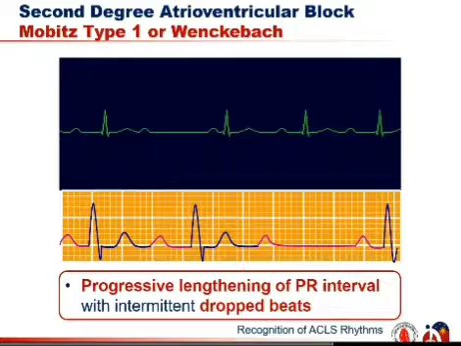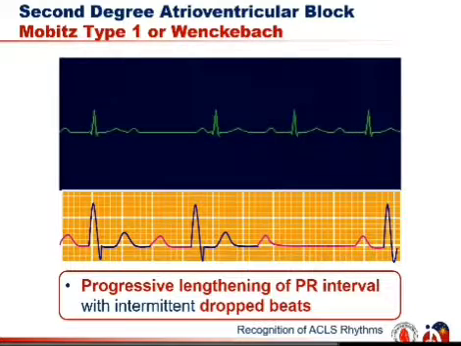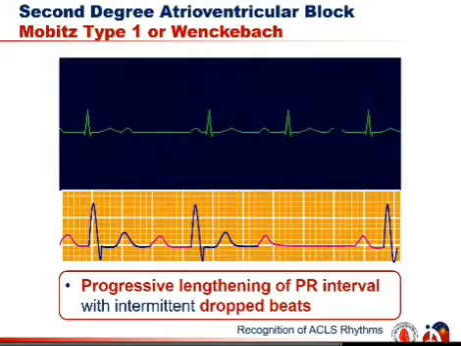Type 1 second-degree AV block, also called Mobitz type 1 or Wenckebach, is characteristically an irregular rhythm with group beating. There is progressive prolongation of the PR interval until a P wave is no longer followed by a QRS. That missing QRS complex is called a dropped beat. With the QRS intermittently missing, the rhythm looks irregular.